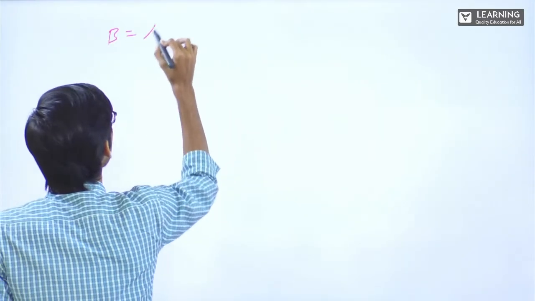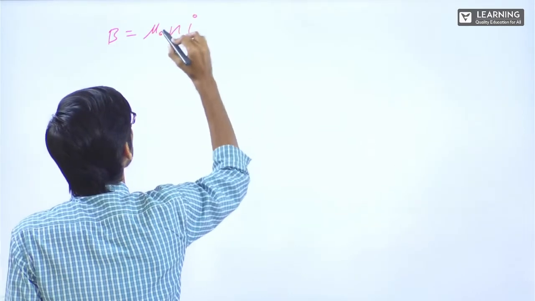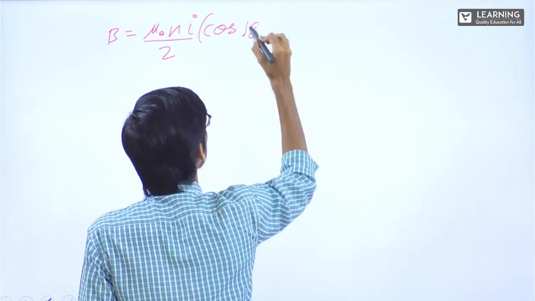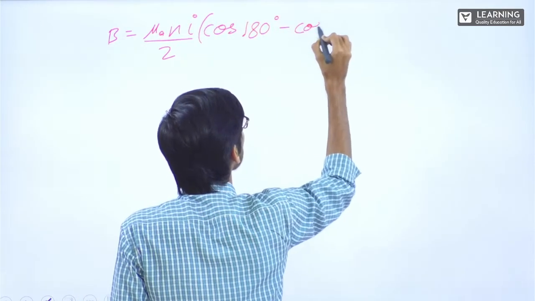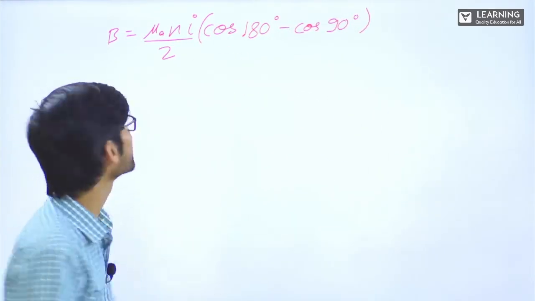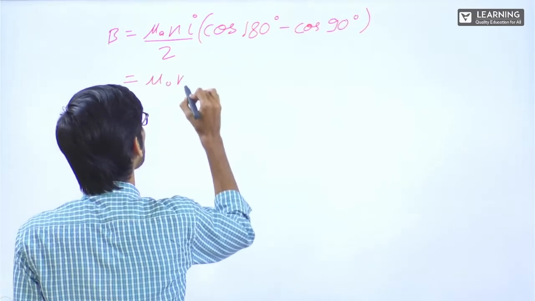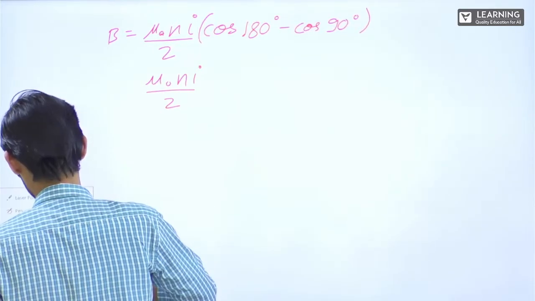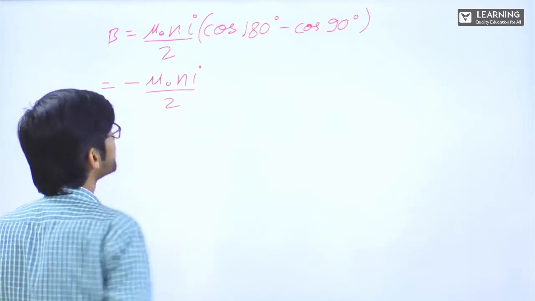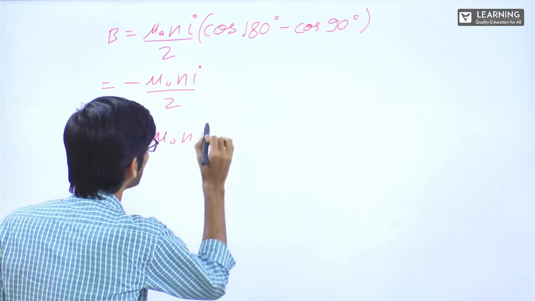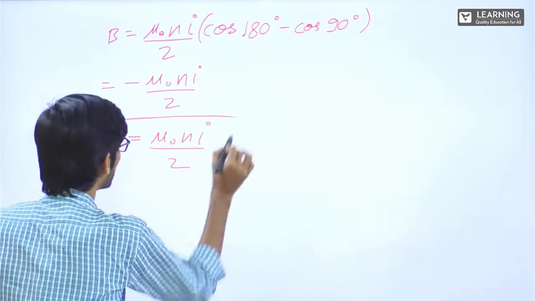Using this, B is equal to mu naught Ni by 2 into cos 180 degrees minus cos 90 degrees. Now cos 90 is 0, cos 180 is minus 1. So this will be mu naught Ni by 2 with a minus sign. Since minus sign indicates only direction, if you want to write magnetic field, it will be mu naught Ni by 2. Again, very important.